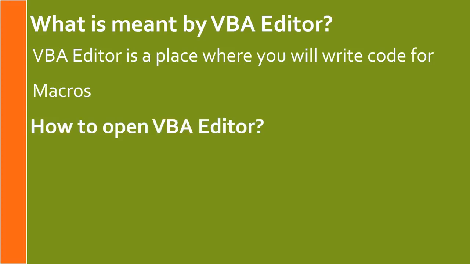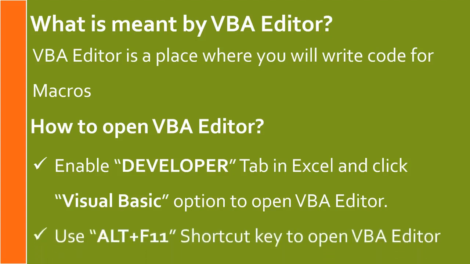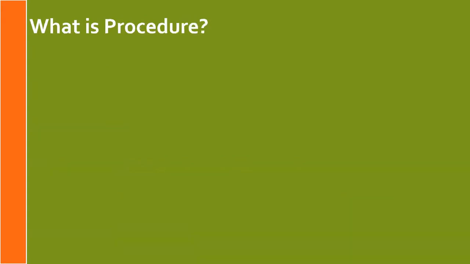How to open VBA editor? To open VBA editor, you need to enable developer tab in Excel and click Visual Basic option to open VBA editor. One more option is you can use Alt F11 shortcut key to open VBA editor.